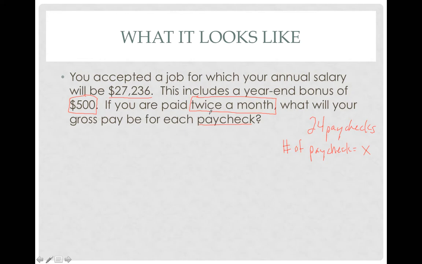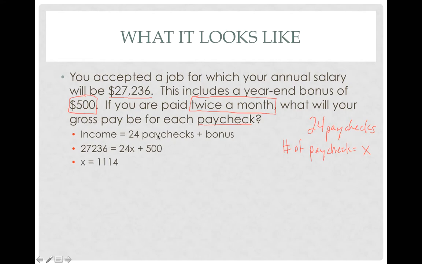And those 24 paychecks plus an extra $500 at the end of the year is going to equal $27,236. So we're basically breaking it up like this. Our income, the amount we're going to make, is equal to 24 paychecks plus the bonus that we get at the end of the year. We can write that using the pieces that we know now. Notice a couple things. One, I did not write the dollar sign in any of this equation. It's not something we do. We just use the numbers.